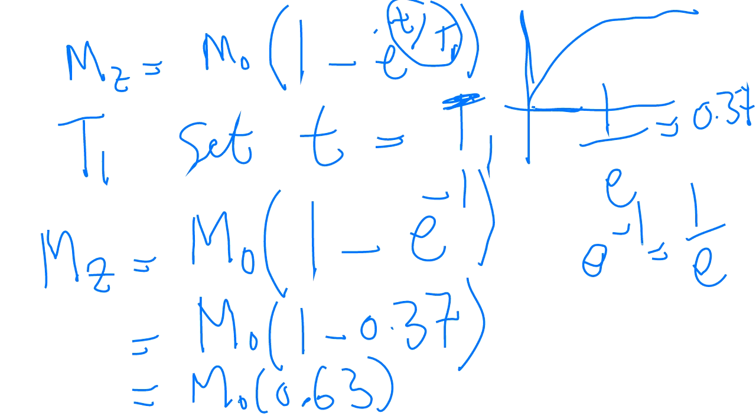So he's telling me that MZ at T, when T is equal to T1, then the magnetization, the longitudinal magnetization, has grown to 63% of its initial value. Okay, so let's write this again. So we found what MZ is equal to when T is equal to T1, and define T1.